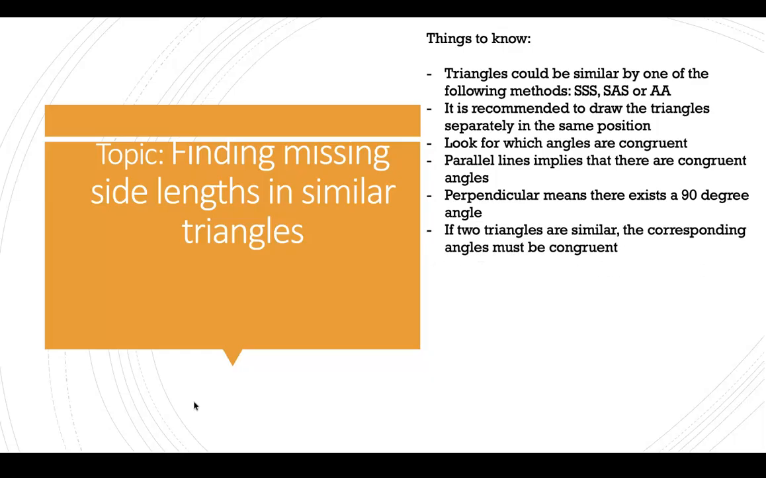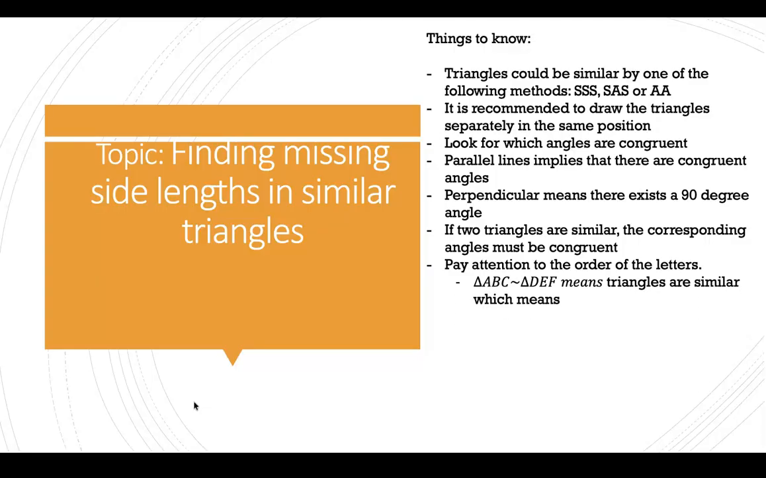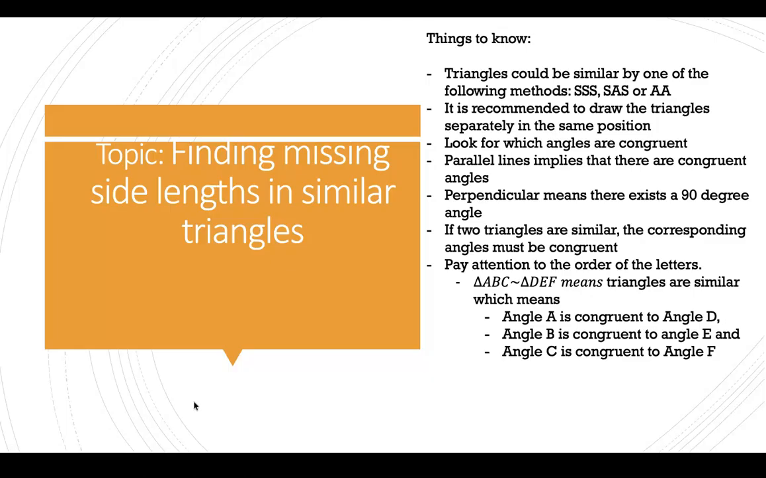So if two triangles are similar, the corresponding angles must be congruent. Pay attention to the order of the letters. I think that's super important. So for instance, if triangle ABC is similar to triangle DEF, this means that angle A is congruent to angle D, angle B is congruent to angle E, and angle C is congruent to angle F. You have to pay attention to the order of the letters, right?